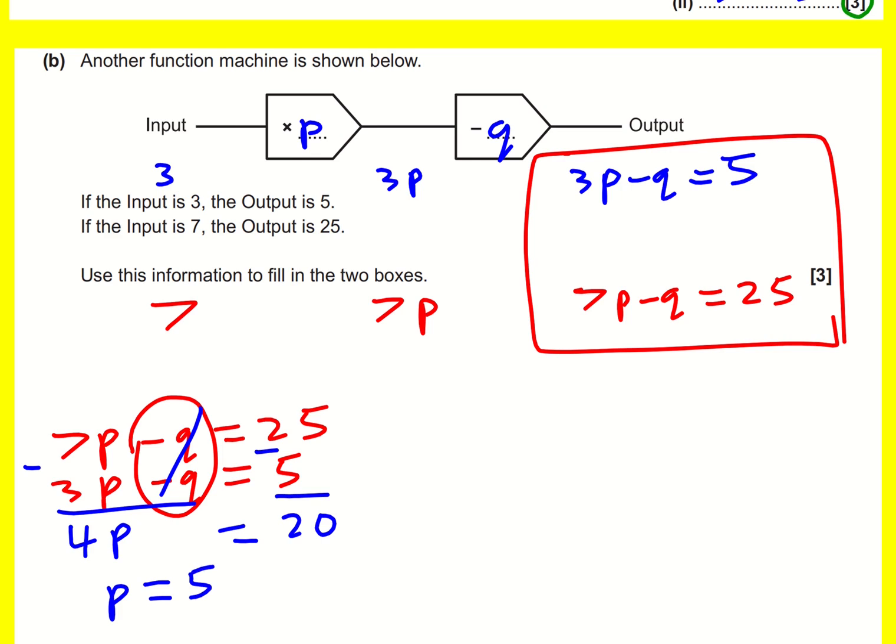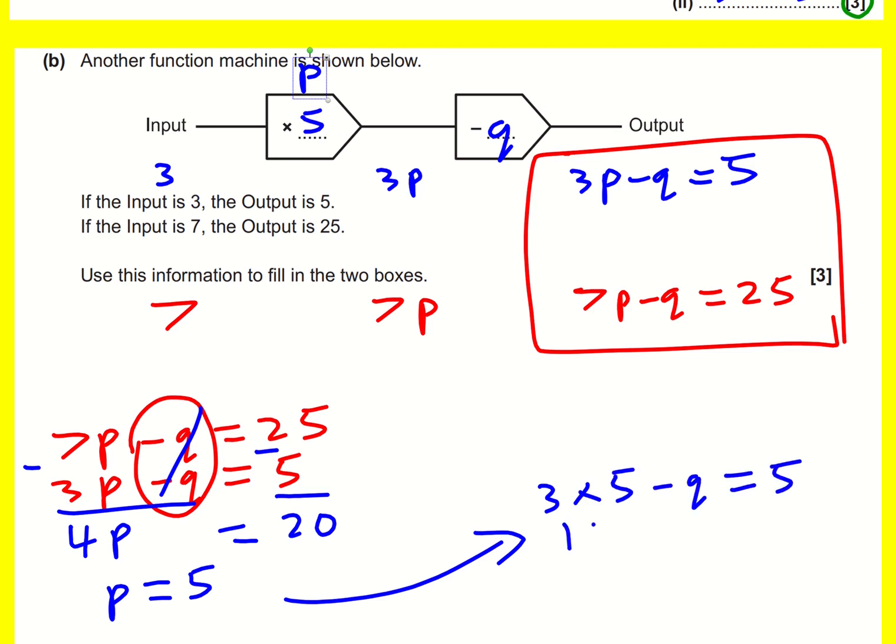So I can now maybe move this out of the way, because it wants me to fill in the boxes, and I can put down times by 5. Okay, what do I do now? I can substitute back in. I'm going to substitute back into the bottom one, so it's going to be 3 times 5 minus q is equal to 5, or 15 minus q equals 5.